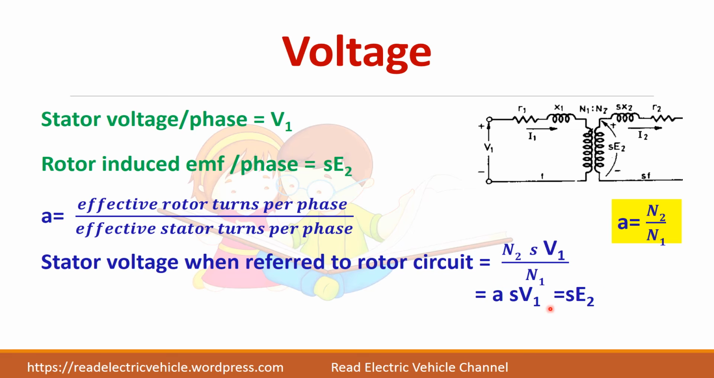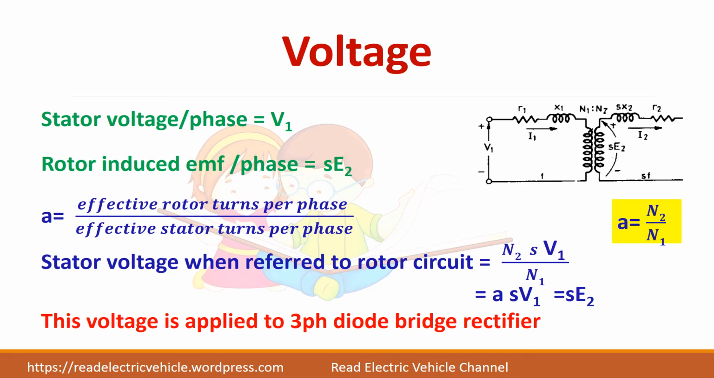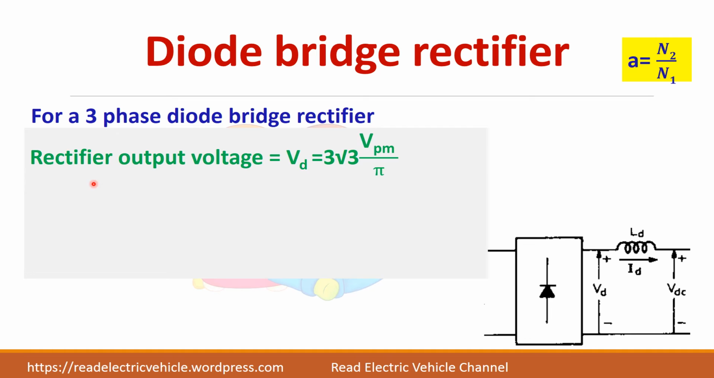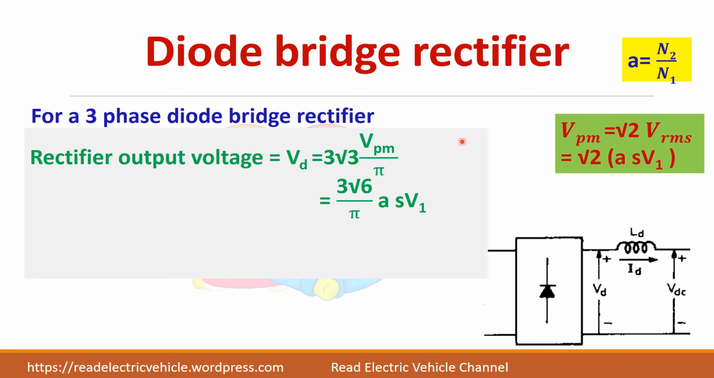This is given as input to the diode bridge rectifier. Now we will write the diode bridge rectifier equation. For a three-phase diode bridge rectifier, the rectifier output voltage is given by 3√3 VPM by pi, where VPM is nothing but √2 times VRMS value. VRMS is the rotor voltage we have already calculated, that is ASV1. If you simplify, you will get this one.